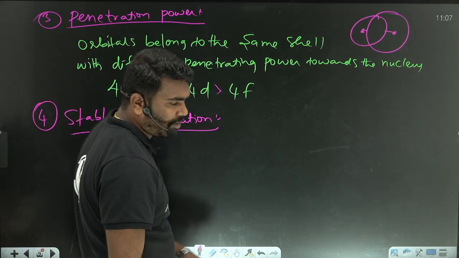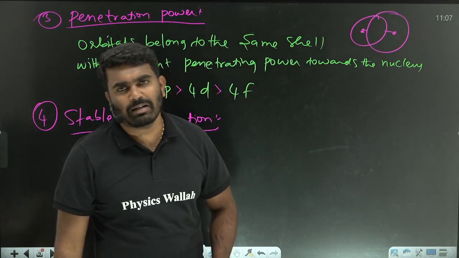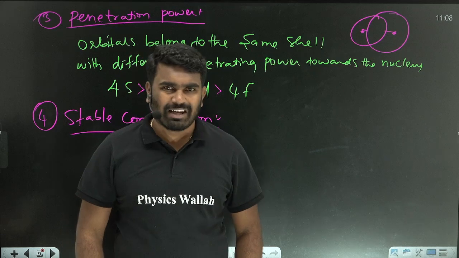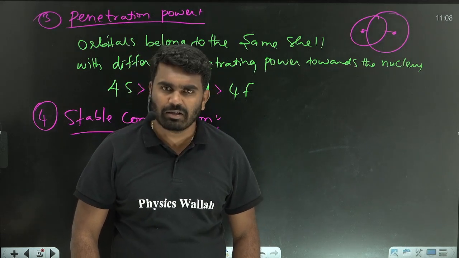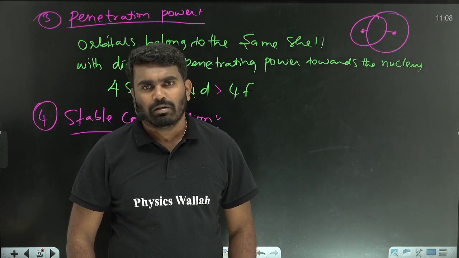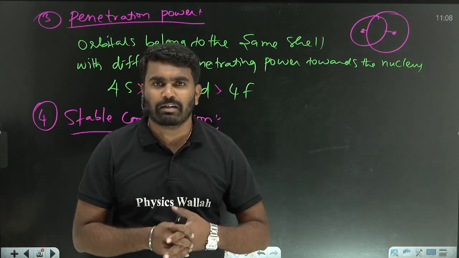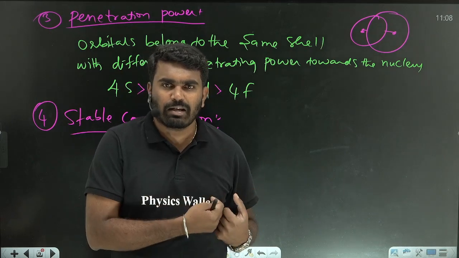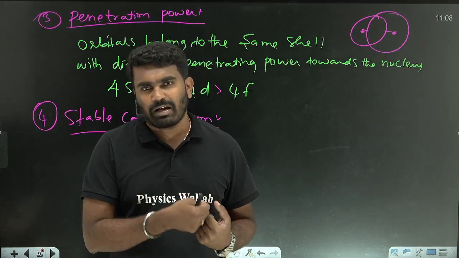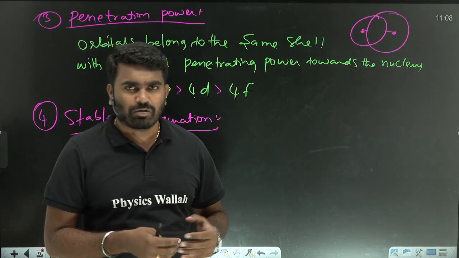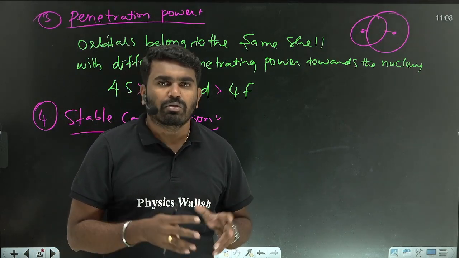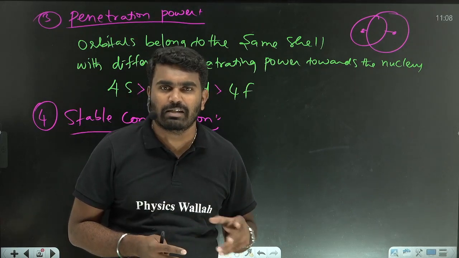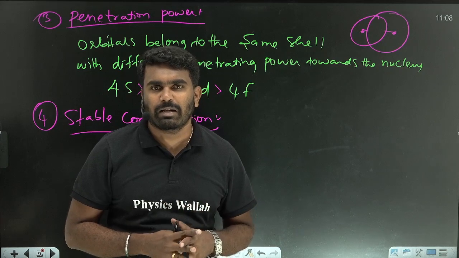Stable configuration is nothing but how atoms become stable, beta, by the loss of electrons or by the gain of electrons. So they will become stabilized. Why does an atom try to become stable? It tries to be stable, right. So how does it become stable? By the loss of electrons or by the gain of electrons. If it has a stable electronic configuration, it cannot participate in any reaction.